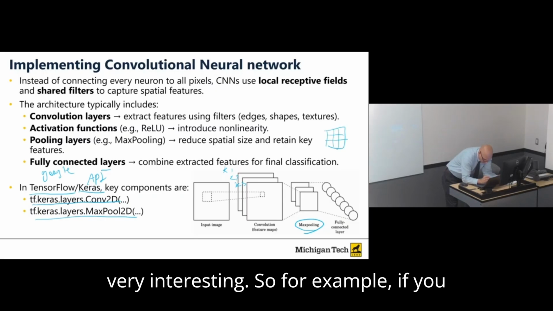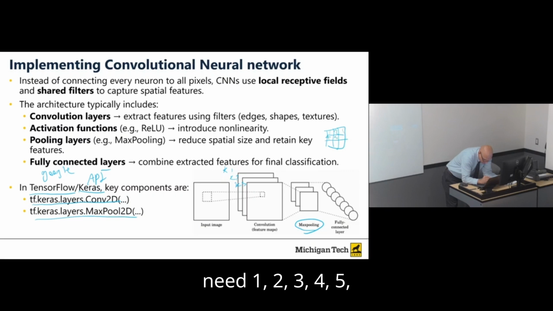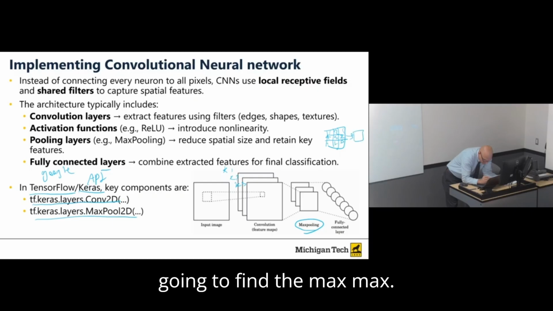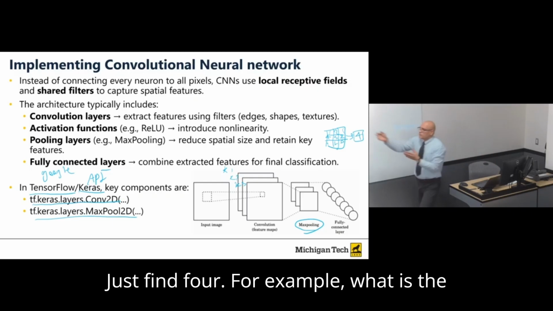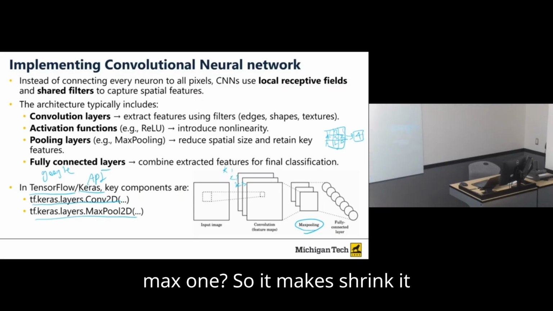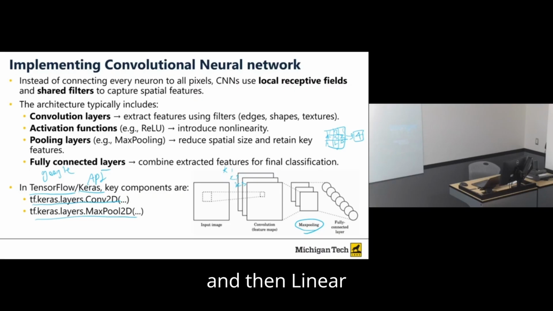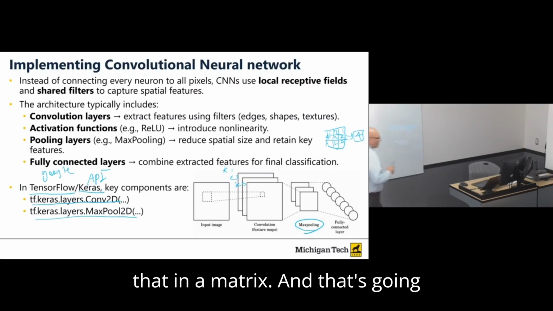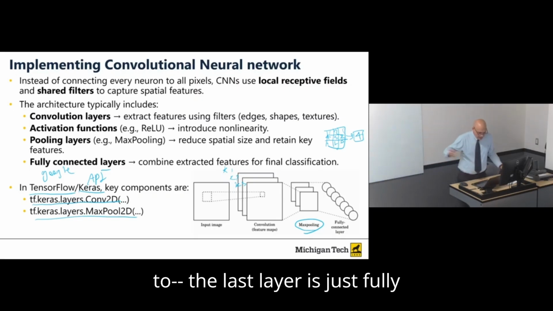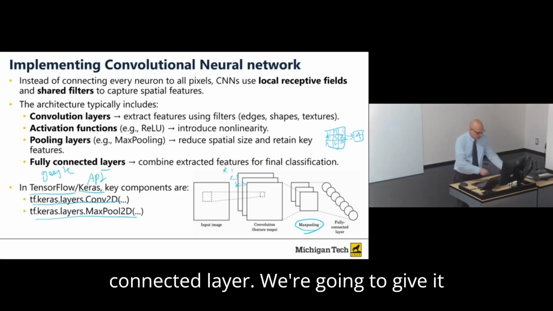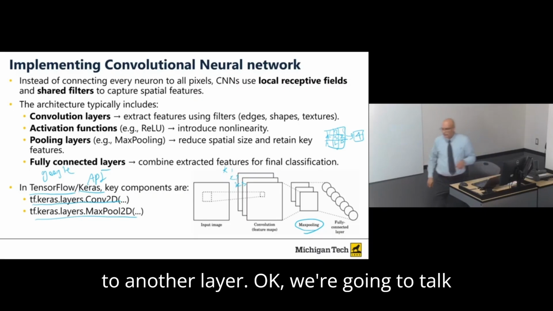So, for example, here we have 1, 2, 3, 4, 5, 2, 0, 2, 1. It's going to find the max, just find 4. For example, 4 is the max one. So it shrinks it, and then we flatten that into a matrix, and the last layer is just a fully connected layer. We're going to give it to another layer. Okay, we're going to talk about that next class.